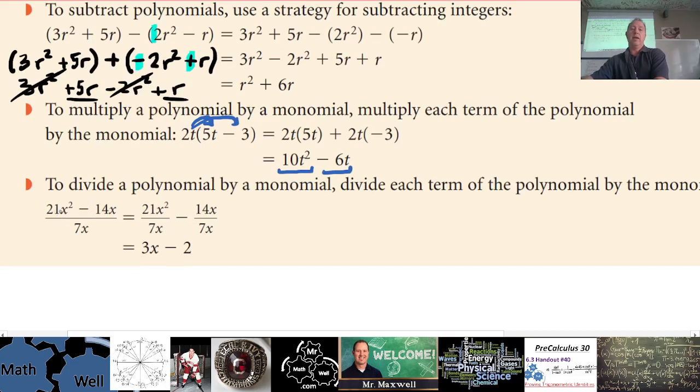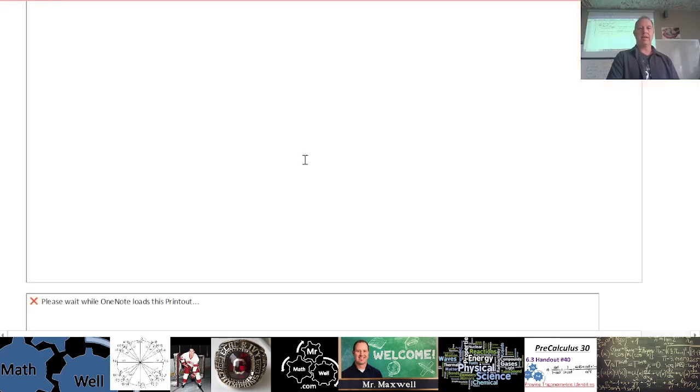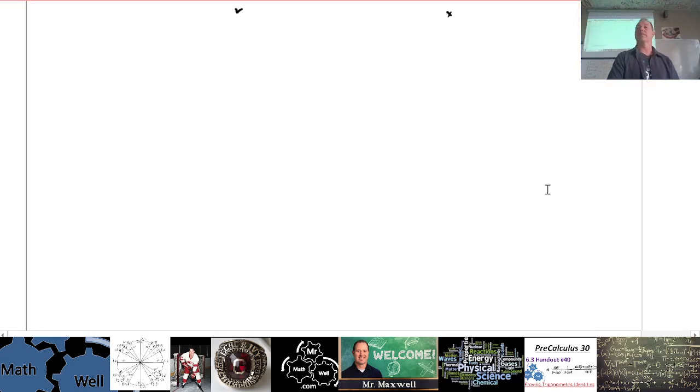Okay? Dividing as well. So if you have a polynomial divided by a single monomial term, that's the same as rewriting each term up top divided by that single term on the bottom. So you could do it that way, and then simplify each of these separately, and that's your result. Okay? So that's how we divide. And that's chapter 5. Right?